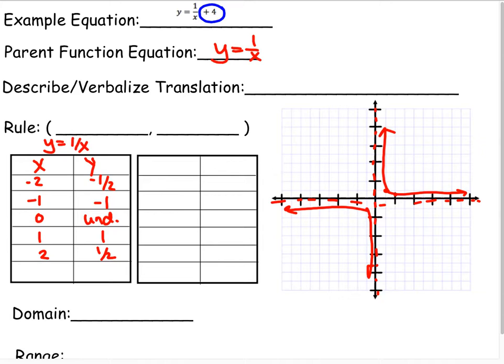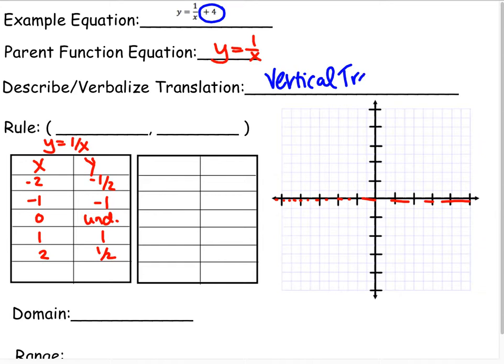So I'm going to erase this function here, and I'm going to think about my asymptote. My original asymptote for my parent was here. It's going to push this asymptote up 4 units. So when we describe it, it's going to be a vertical translation. Up 4 units. So this asymptote is now not at 0, but it's up at 4.